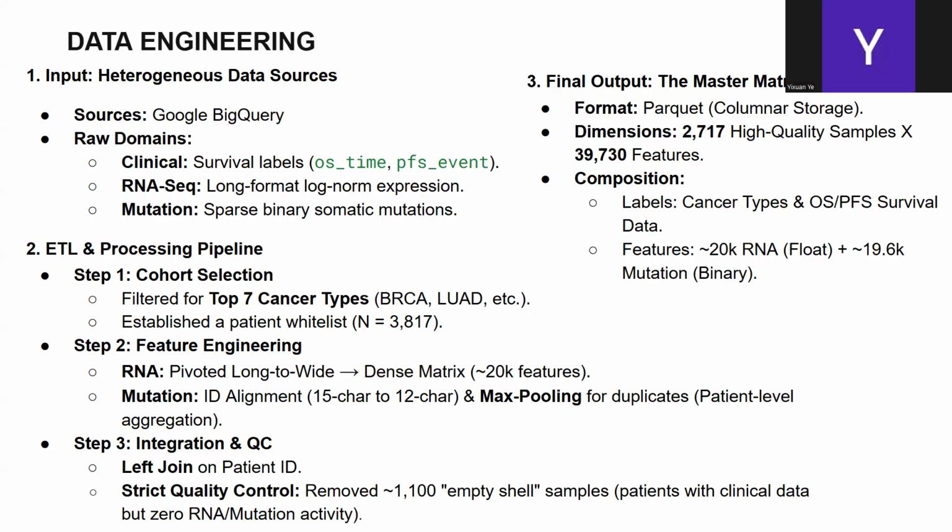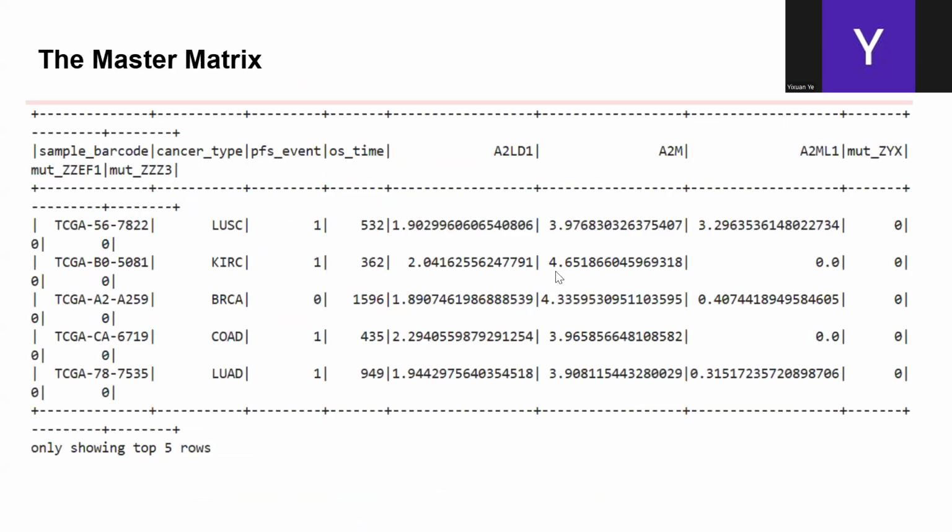The final output is our master matrix. It contains over 2,700 high-quality samples with nearly 40,000 features, combining both RNA and mutation data. And you can see a quick preview of our master matrix.